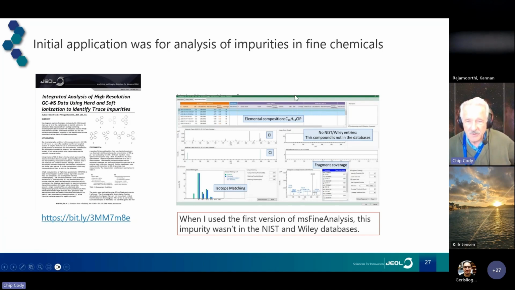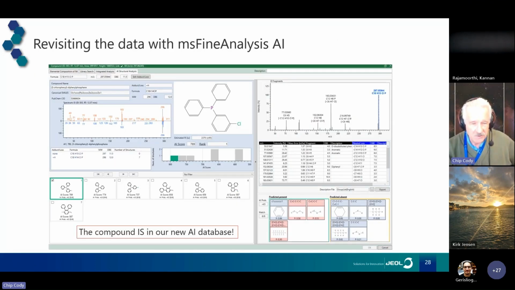And the first time we ran this, one of these was a chlorinated impurity that wasn't in the NIST and Wiley databases. It wasn't hard to figure out what it was just from the mass spectrum, but that was done interactively by looking at the data. I went back and reran the data with the newer version, and even though this isn't in the NIST and Wiley databases, this is what I thought the structure was, and this came right up as the top match for our AI database. And look at this window.